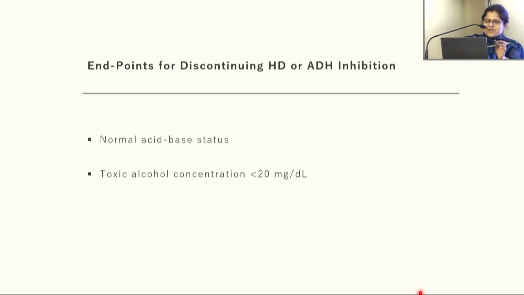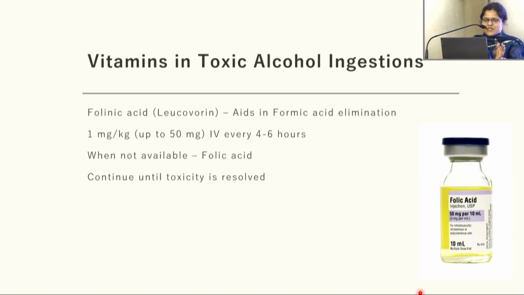So what are the endpoints for discontinuing either hemodialysis or ADH inhibition? One is the acid-base status should become normal. There should be resolution of the metabolic acidosis. And the other is the toxic alcohol concentration should be less than 20 milligrams per deciliter. The serum levels should be measured.